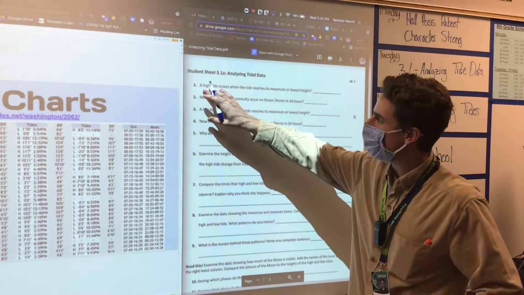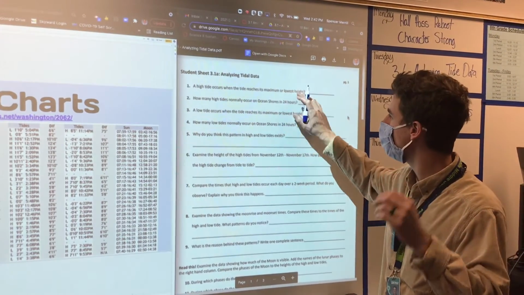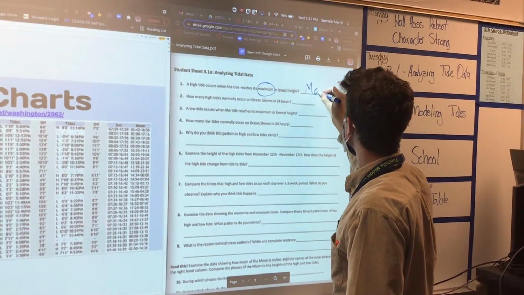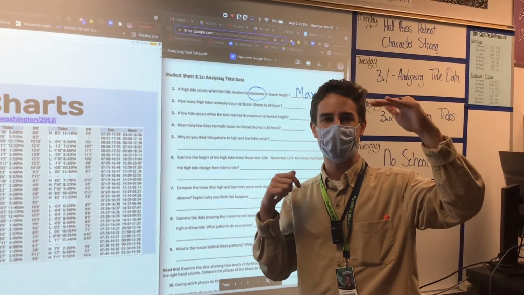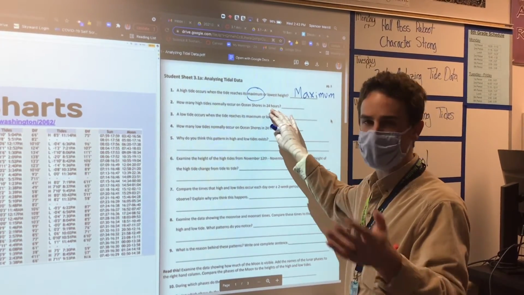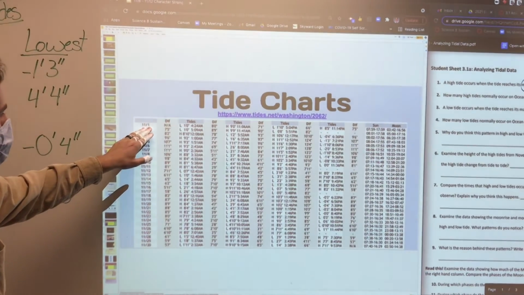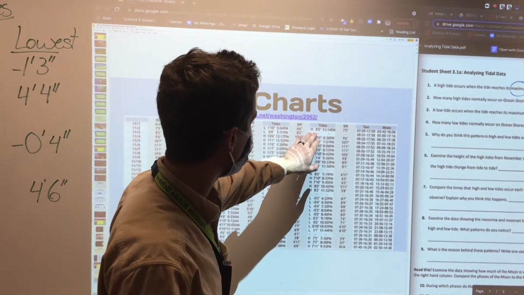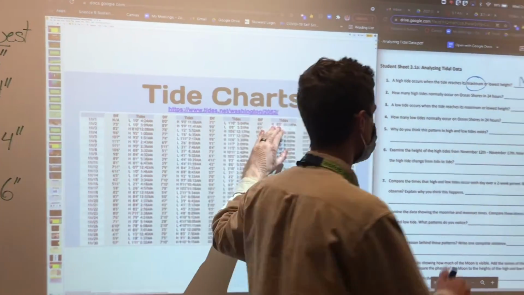So the first question says, a high tide occurs when the tide reaches its maximum or lowest height. The correct answer is maximum. When the ocean rises, it's at its maximum height. Number 2 says, how many high tides normally occur in Ocean Shores in 24 hours? If we look at, let's pick day 1, November 1st, we have a low tide, a high tide, a low tide, and a high tide. So in one day, we have 2 high tides.